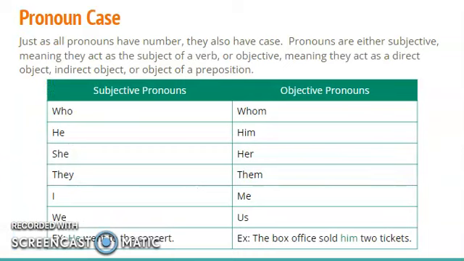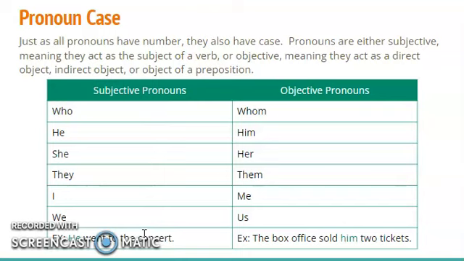Okay. The last rule comes with case. And so just as all pronouns have number, they also have case. Pronouns can either be subjective, which means they are the subject of a verb. Okay, so they're the ones doing the action, or they can be objective, meaning they act as a direct object, indirect object, or object of a preposition. Okay, and so that would be they're the ones receiving the action.